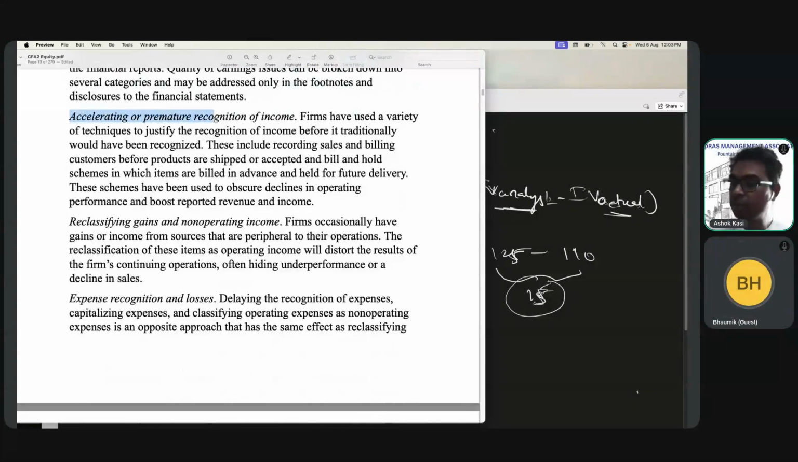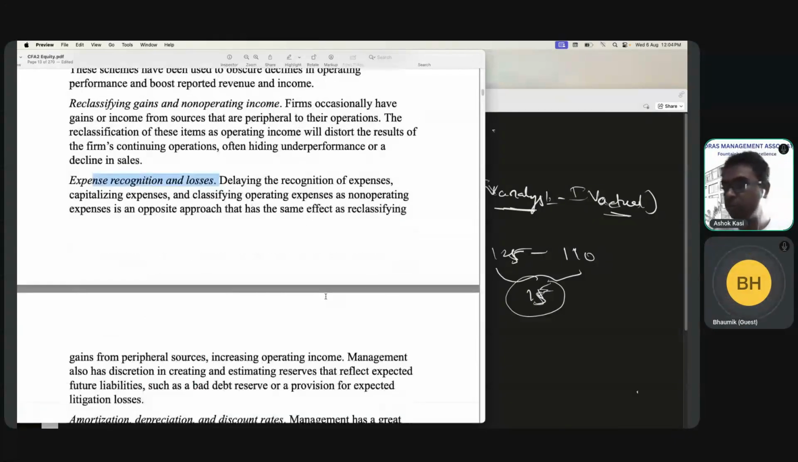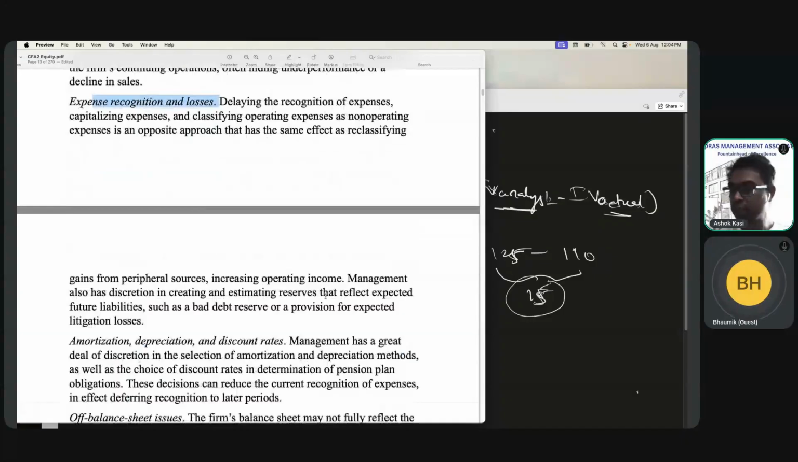Accelerating, or this shows quality is not good if they are accelerating, if they are over depreciating, or not depreciating properly. All that impacts the quality. Okay, reclassifying gains and non-operating income, expense recognition. So how are they doing all these things? Through this we will come to know the quality of the financial statements.